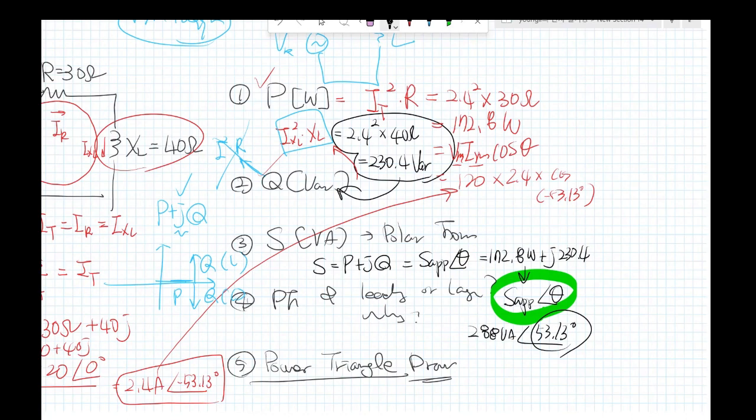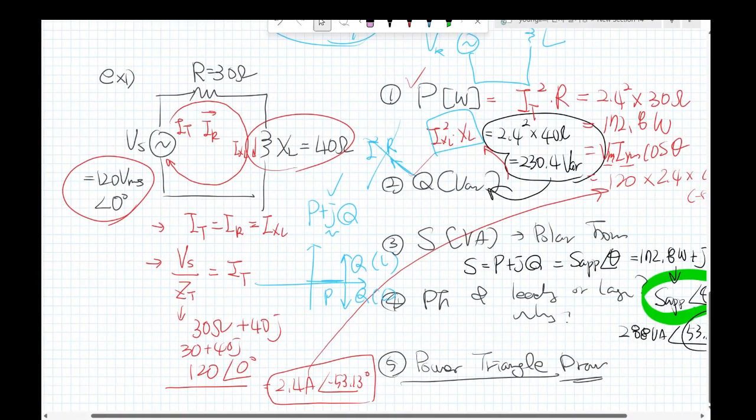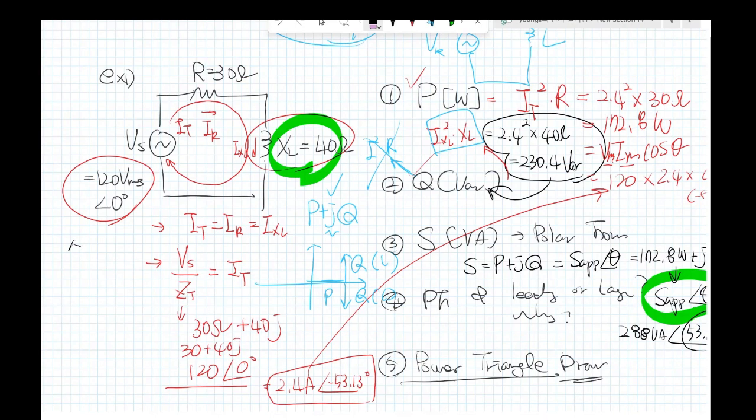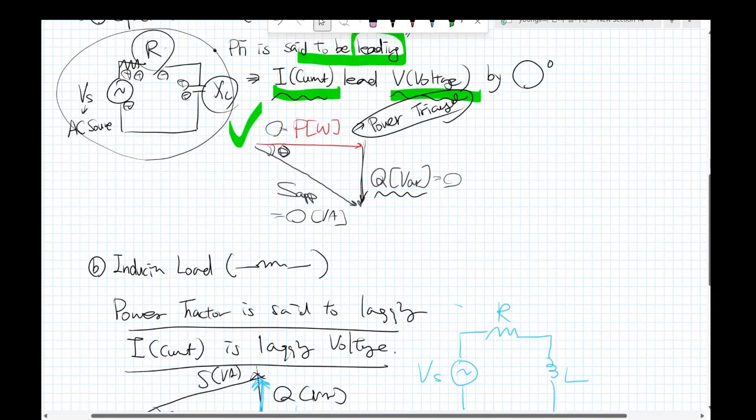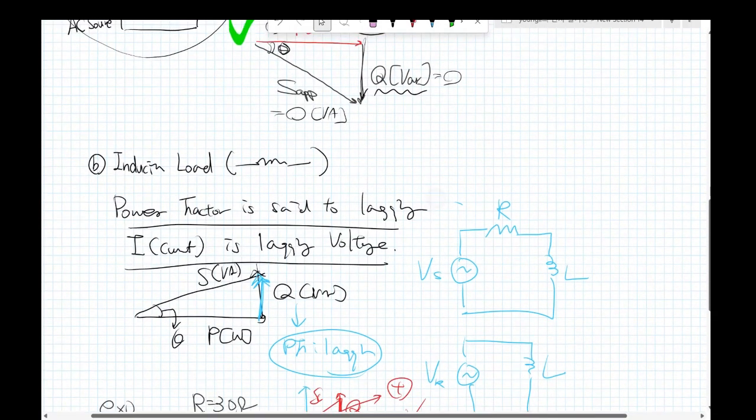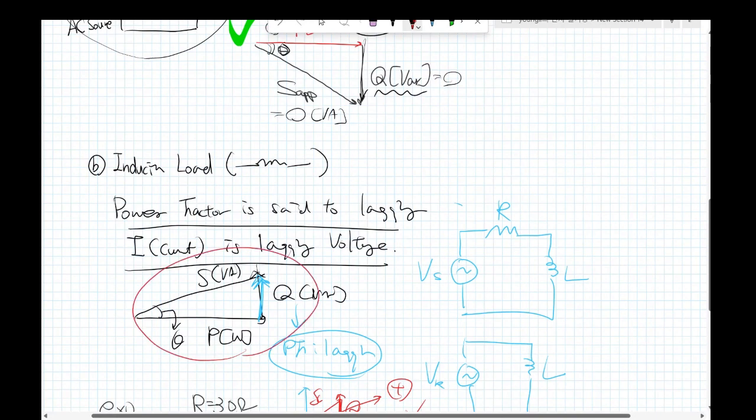Why 53.13? Because that is the inductor from the circuit, right? Here is the P, and here is the Q, upward for the inductor case. So this is why the theta should be positive, in inductive cases like this one.